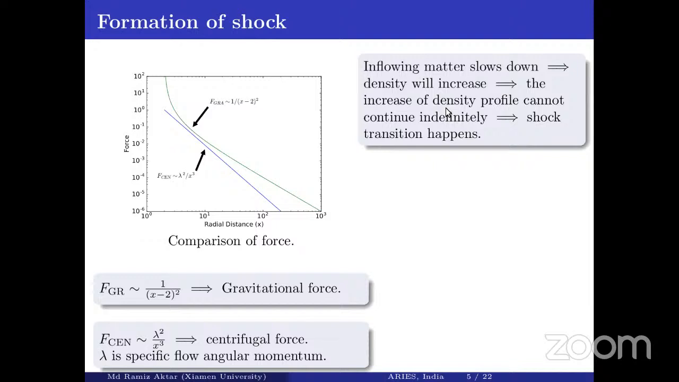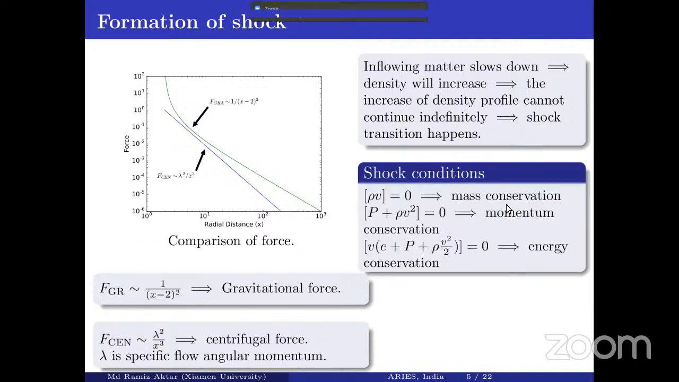So what are the physical conditions for shock transition? Basically we need the mass conservation across the shock. Also the momentum conservation, where P is basically the gas pressure and V is the radial velocity of the matter. And here also the energy has to be conserved across the shock. Here E is basically the internal energy, P is the gas pressure, and this is the kinetic energy term.